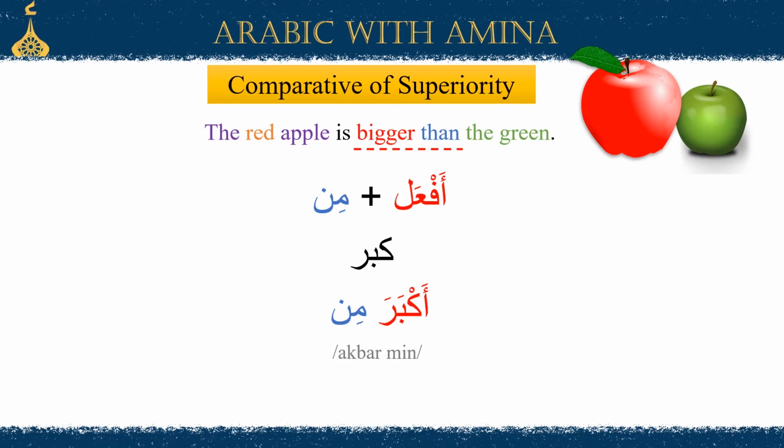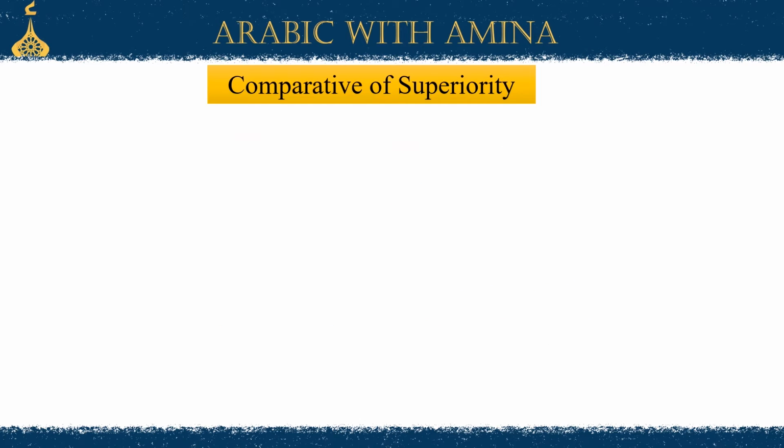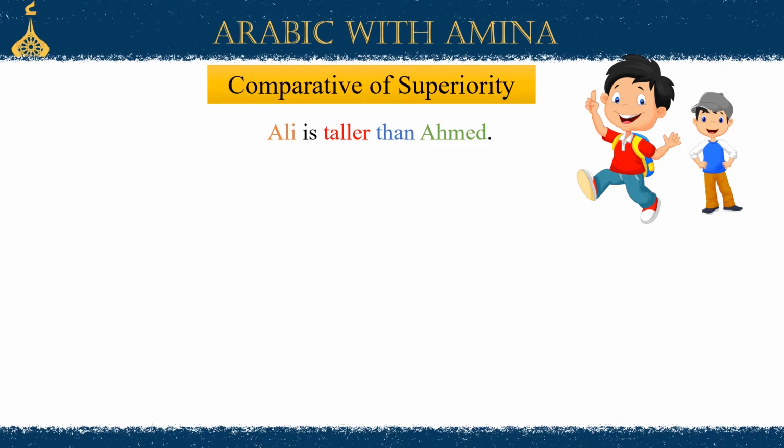And to complete the translation of the entire sentence, the red apple is bigger than the green, we would say التفاح الأحمر أكبر من الأخضر. Let's try it again with another sentence. Ali is taller than Ahmed. Again, we are using the er form of adjective plus than.